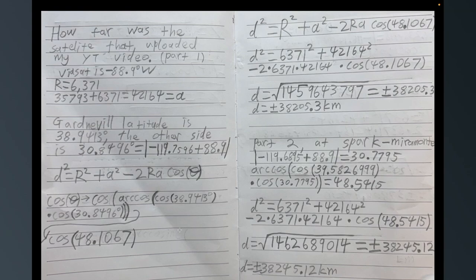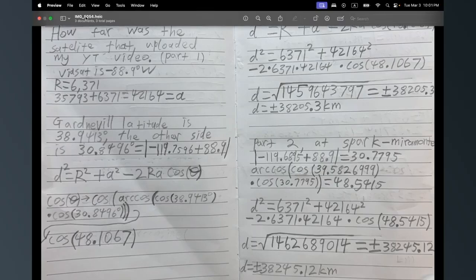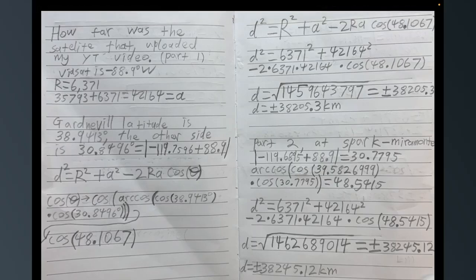So the VSAT satellite is about 88.9 degrees west. And again, this is the radius of the Earth. And the height of the VSAT satellite right above that point is 35,793 kilometers, plus the radius of the Earth, which is 6,371 kilometers, which is this number here, and we will call that A.